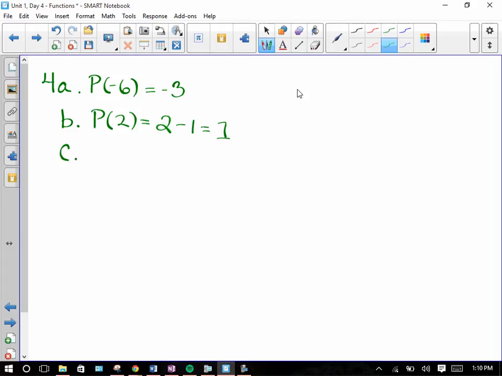Part C says P of 9. Again, it is the same equation, because for t greater than or equal to 2, it's equal to t minus 1. So 9 minus 1 is equal to 8. Questions about that? Was that cleared up?